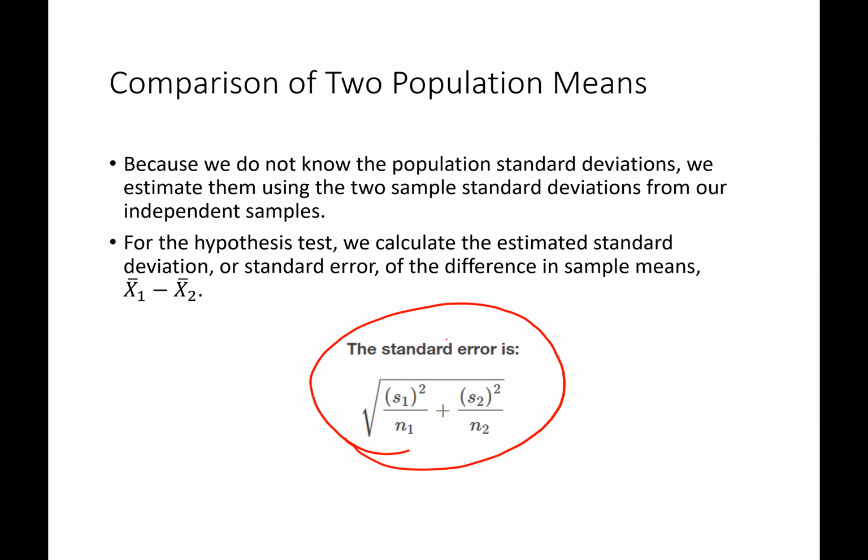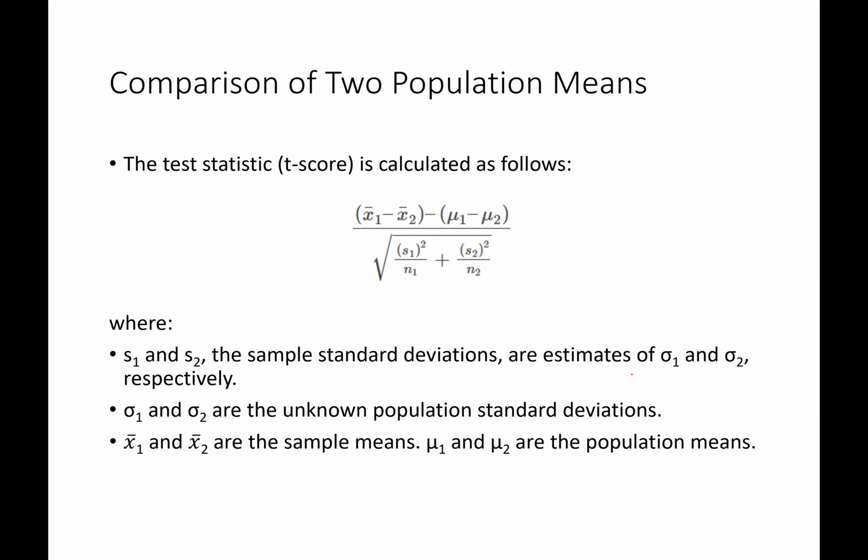Then once you know your t-statistic, you can go in and find the area under the curve, which is your p-value, and you can conduct your hypothesis test. So the test statistic, the t-score, is calculated as follows: x sub 1 bar minus x sub 2 bar minus mu sub 1 minus mu sub 2, divided by that standard error. Don't you want to calculate that?